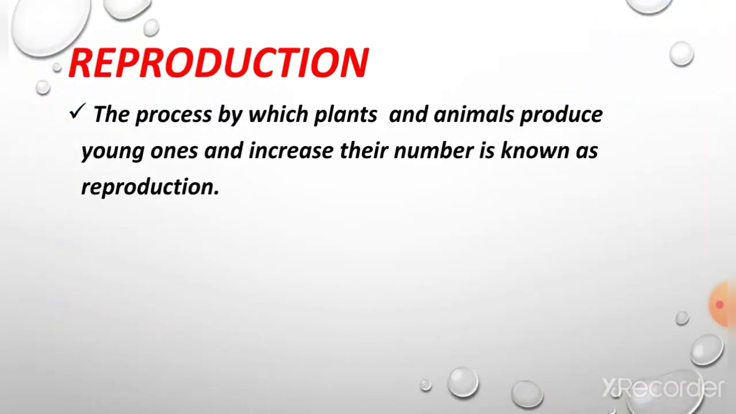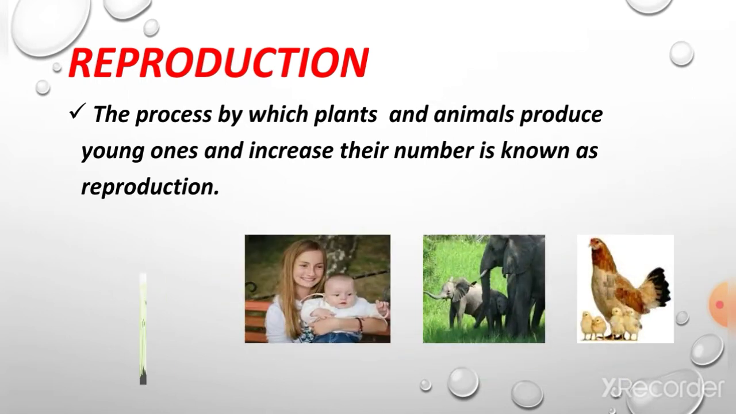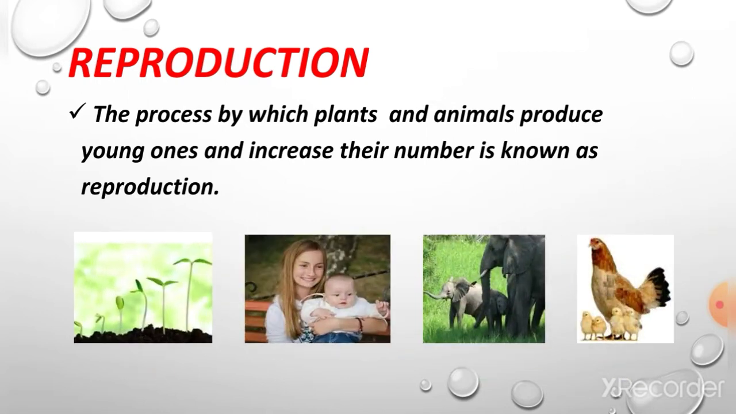The first one, reproduction. What is reproduction? The process by which plants and animals produce young ones and increase their number is known as reproduction. Animals and plants producing their young ones, the next generation, is called reproduction.